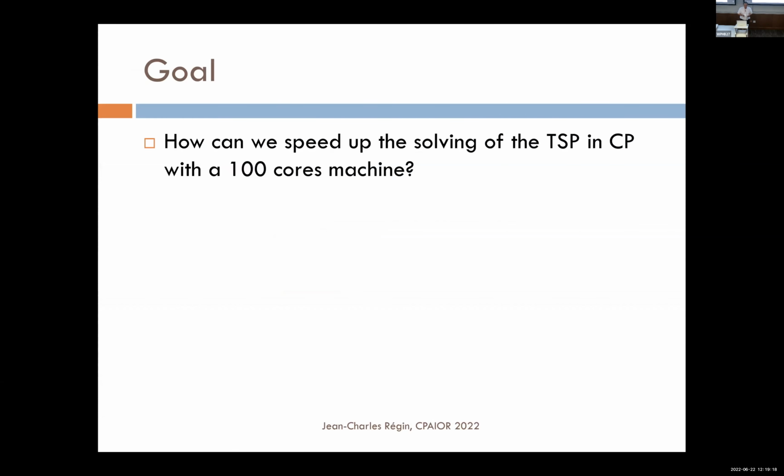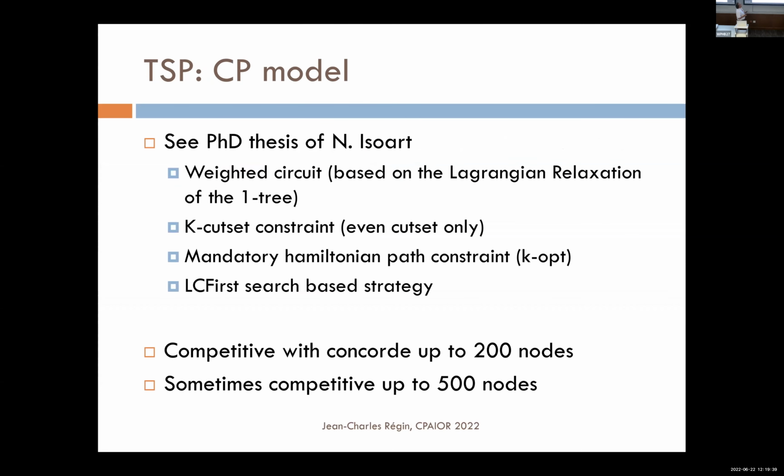So the goal of my talk is to try to answer the question: am I able to solve the TSP, and I want to solve it with a 100-core machine. So I have a 100-core machine now in my office. So I have a free heater, you know. So that's interesting. And so I'm going to speak a little bit about CP and more about parallelization.